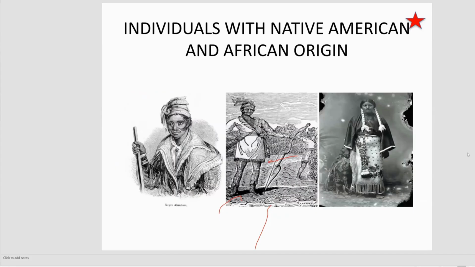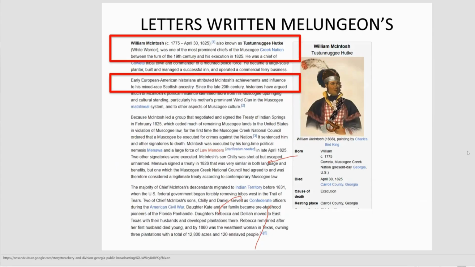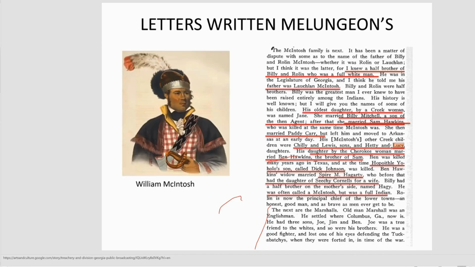Louis Riel, individuals with Native American and African, William McIntosh, also known as Tustanuggee Hutki, white warrior. And he was probably white because he was an early European historian. Let me see, where did it say what his origin was? But he was a blended origin as well. So of course I'm searching Ancestry. Do I have Macintosh? Because now I'm getting a better understanding of where these names may be coming from when I didn't know before.